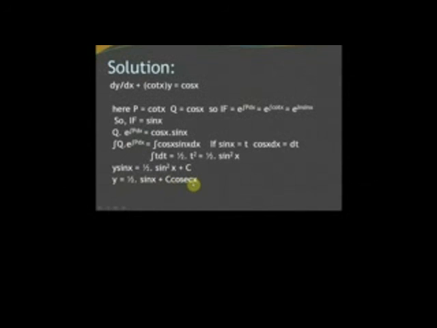Thus this is the solution of the differential equation dy by dx plus cot x into y equal to cos x. So what we have done here is we have multiplied it with the integrating factor. The integrating factor becomes sin x, and through that we have solved this differential equation.